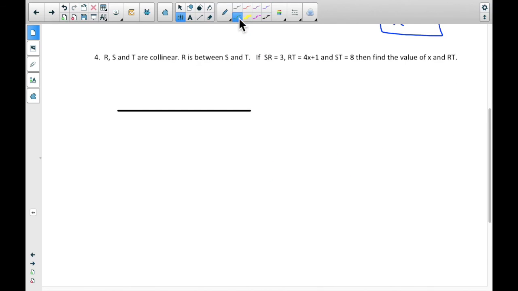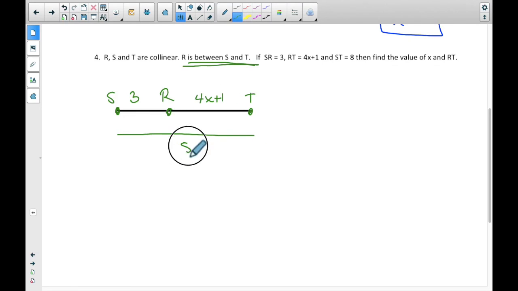Okay, last problem. Once again, they don't give us a diagram, so we need to draw a diagram. It is really hard to do these without a diagram. I think I'm going to say you have to draw a diagram for this class. So it says R, S, and T are collinear. R is between S and T, so R is between the other two. You can't tell that just by going in order at the beginning. You have to actually read that sentence to figure that out. Okay, now they say that SR is 3, RT is 4x plus 1, and the whole thing is 8.